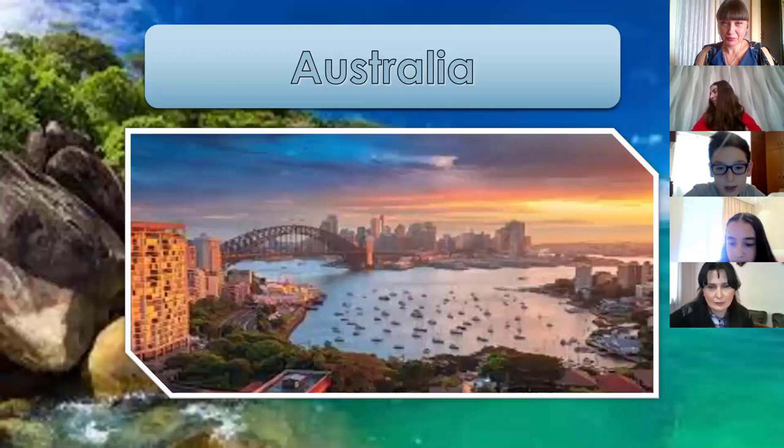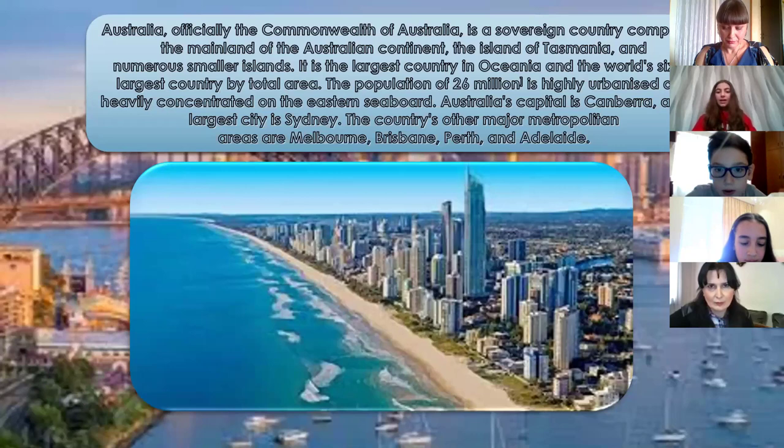Let's start. Australia. Australia, officially the Commonwealth of Australia, is a sovereign country comprising the mainland of the Australian continent, the island of Tasmania, and numerous small islands. It's the largest country in Oceania and the world's sixth largest country by total area.